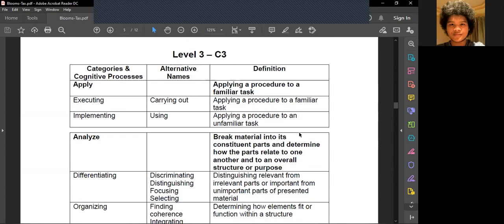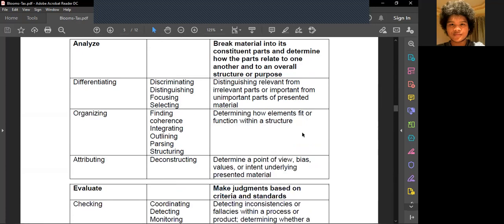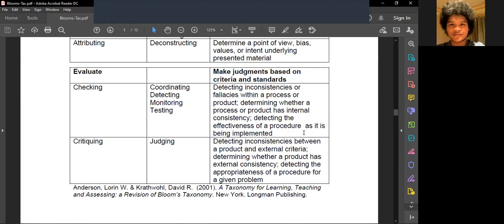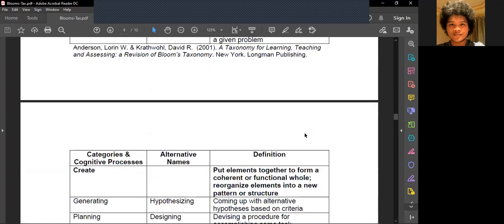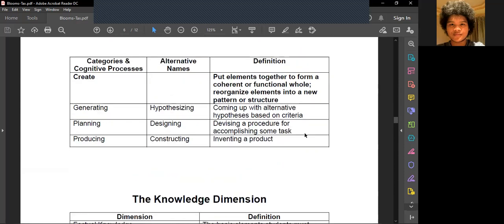Now, we have the level 3. We have the executing and implementing, applying a procedure to a familiar task, and applying a procedure to an unfamiliar task. We have analyzing, differentiating, organizing, and attributing. We have checking, coordinating, detecting, monitoring, and testing. Then we have critiquing, or the judging. Now we have the highest, the creating. So we have generating, planning, and producing.